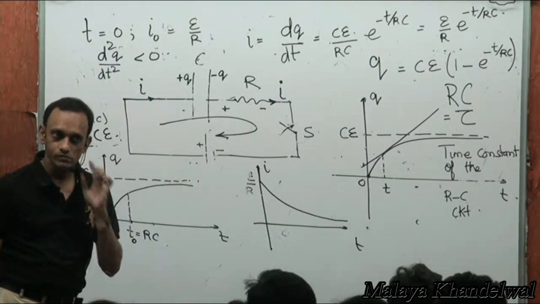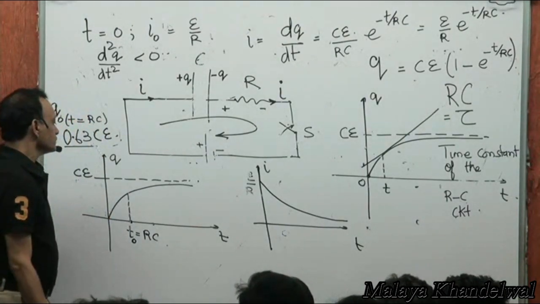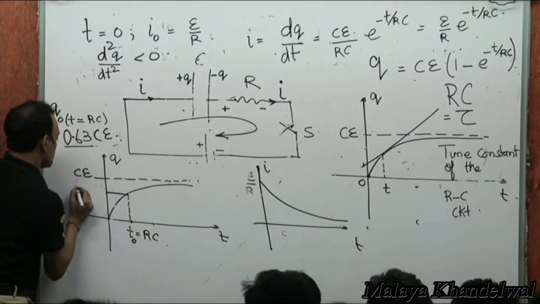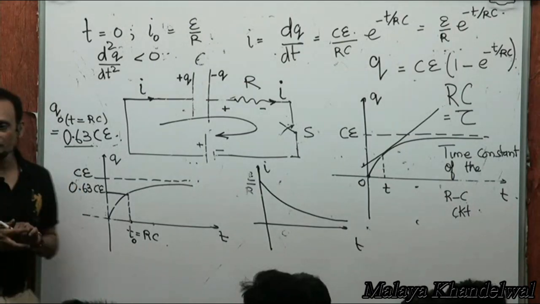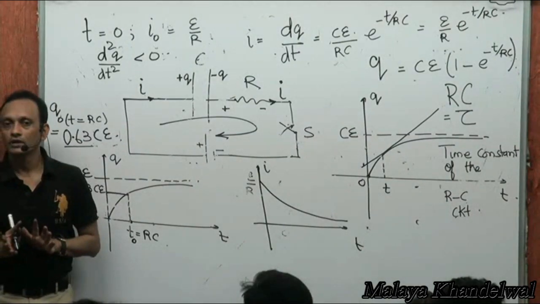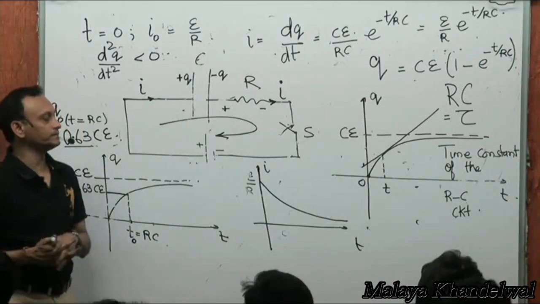Got me? So in a time equal to 1 RC, 0.63 times the steady state charge has already been acquired. These are the charging characteristics of an uncharged capacitor connected to a battery, right?